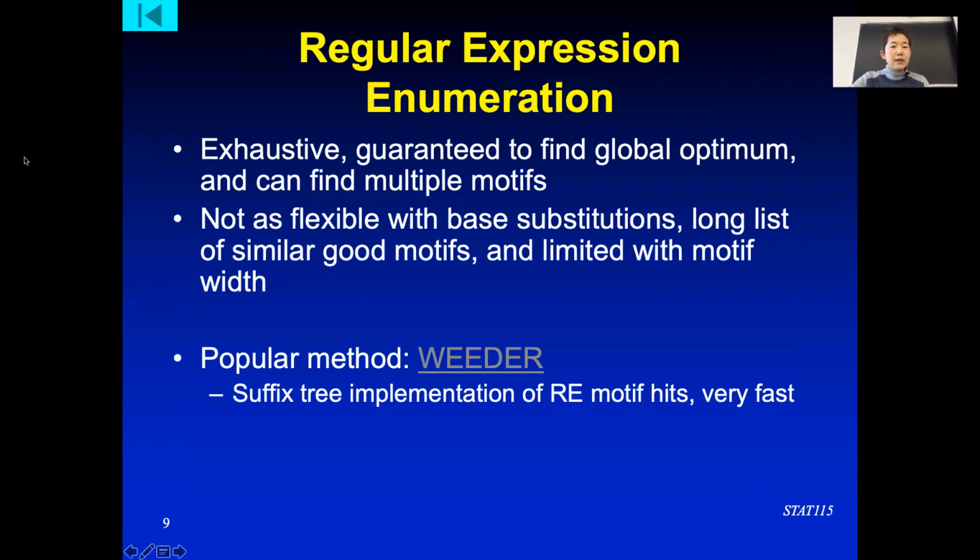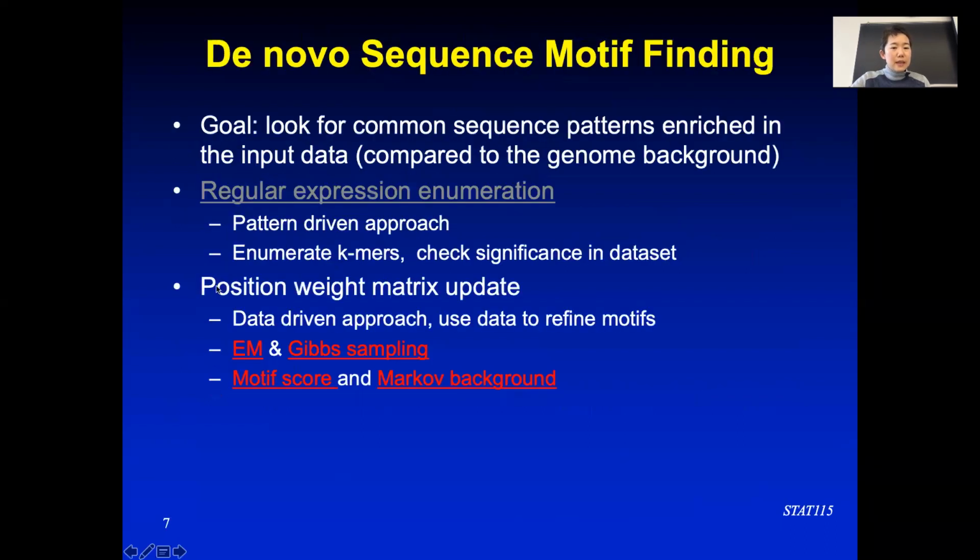So that's regular expression. But then remember, the second way of representing the motif is using the position weight matrix, using this probability matrix to represent the motif. When you are trying to look for such motifs de novo, it's called a data-driven approach. The idea is we have no idea where the motif is. We just kind of randomly start somewhere, and hopefully the data will help us find it. There are two quite slightly different methods for this.